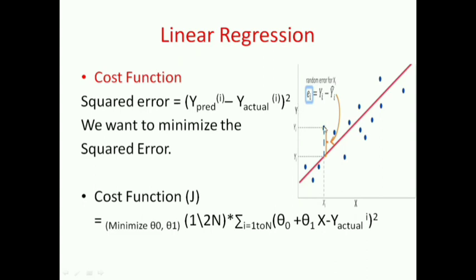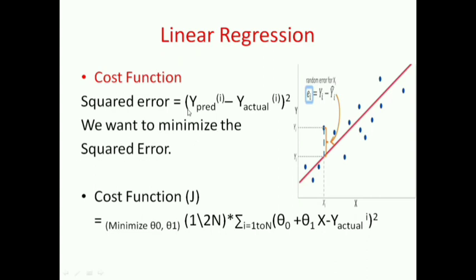Why square? Because we want a summation of positive values. If we do not square it, or do not take a mod of it, what will happen? The points above this line will give you positive error, and the points below this line will give you negative error. When you just add them, they will nullify each other. There are two errors which should add up, but they nullify each other. That's why we choose the squared error term. This squared error represents a cost function, which is what we want to minimize.